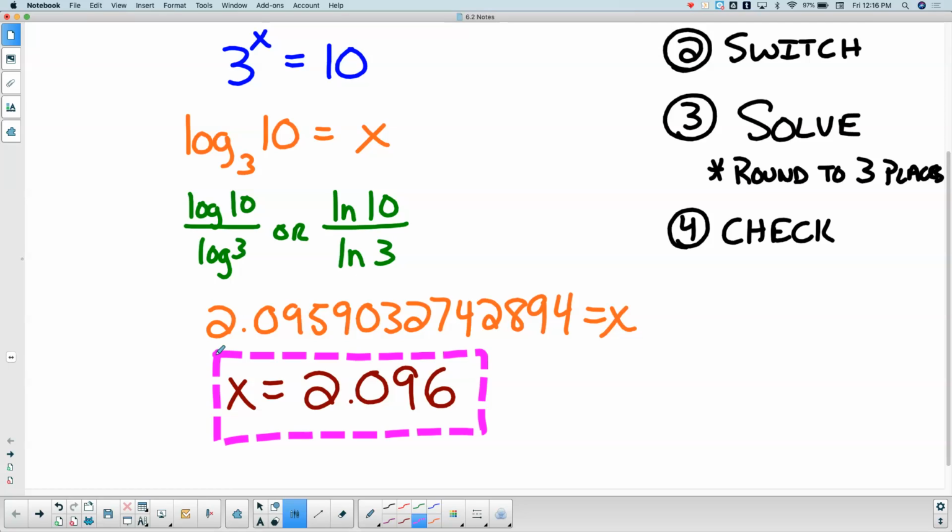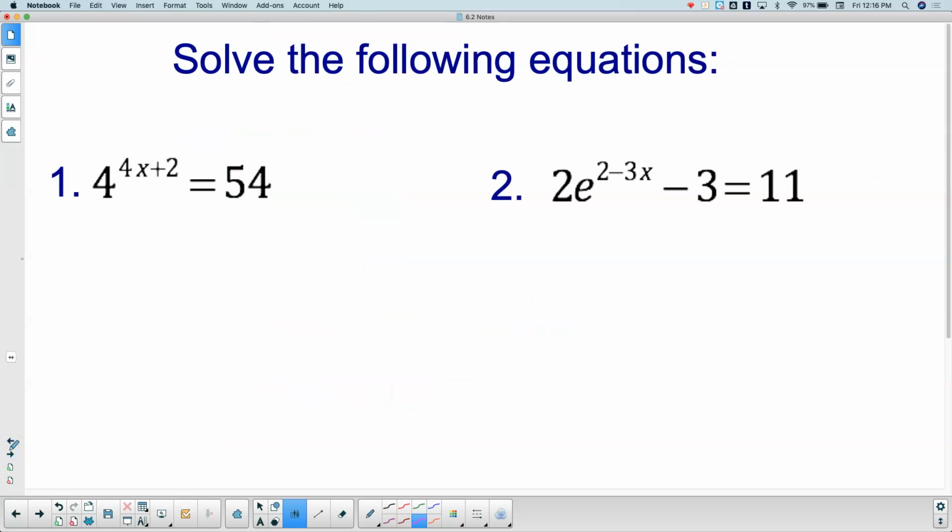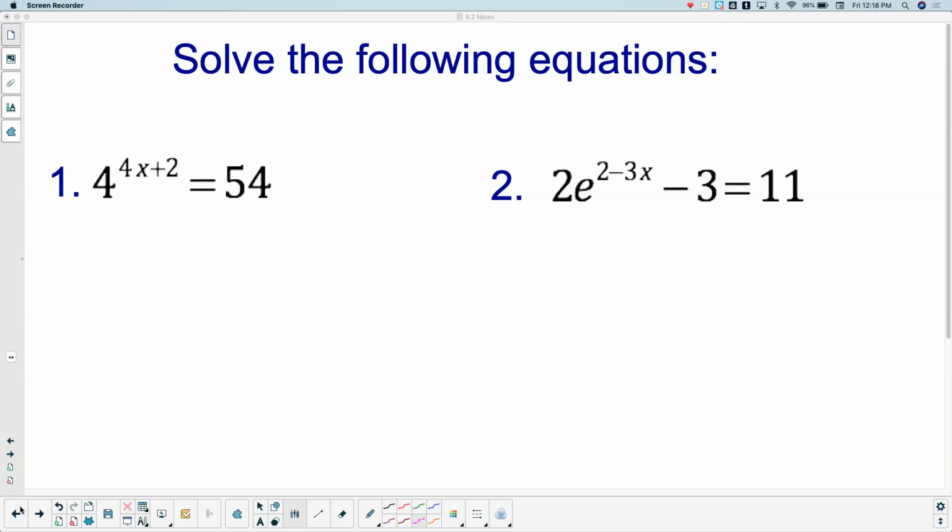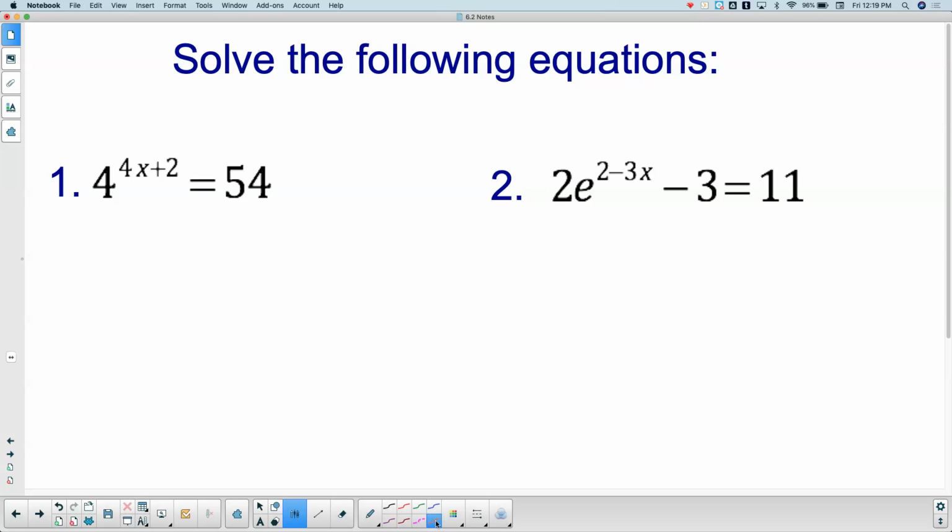Good? Questions, comments, concerns, clarification, haikus? I would like you to solve those 2 equations for me, please. First one, isolated? Yes. So we can switch it right to log form.